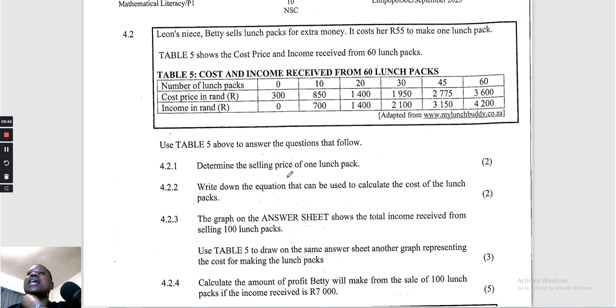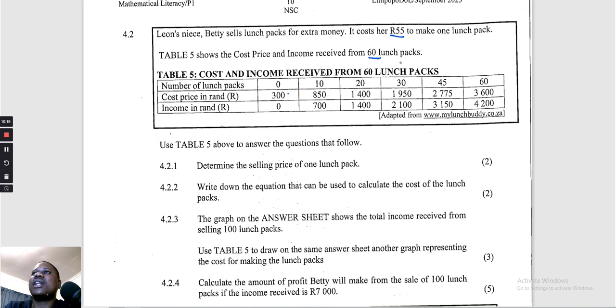Betty sells lunch packs for extra money. It costs her 55 rand to make one lunch pack. Let me just underline that one. Table 5 shows the cost price and the income received from 60 lunch packs. So for the number of lunch packs we have 0, at 0 the cost price in rand is 300, the income is 0. With 10, 850 and 700. So let's go to the question. Determine the selling price of one lunch pack.